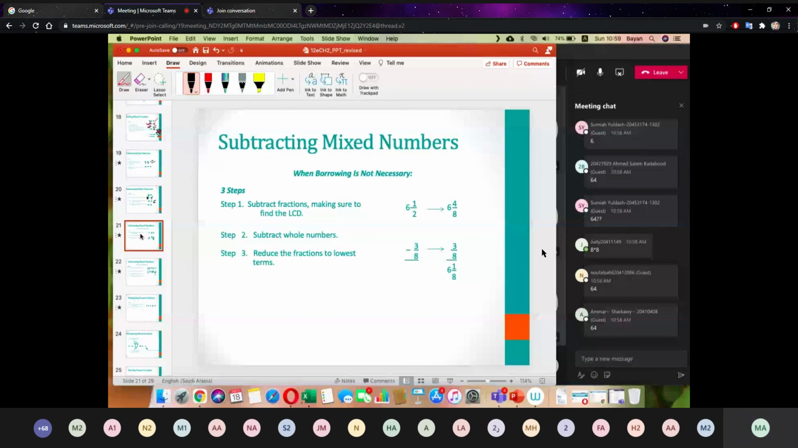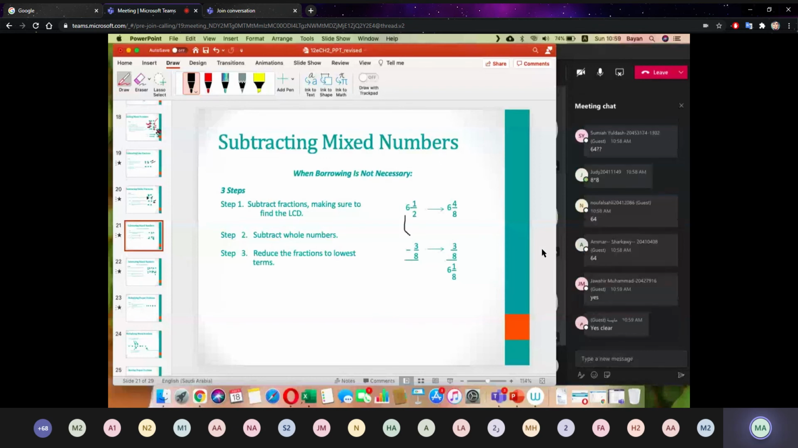Here we're gonna subtract mixed numbers. 6 with 1 over 2 minus 3 over 8. Here we have different denominators. So what should we do? What is the least common denominator?